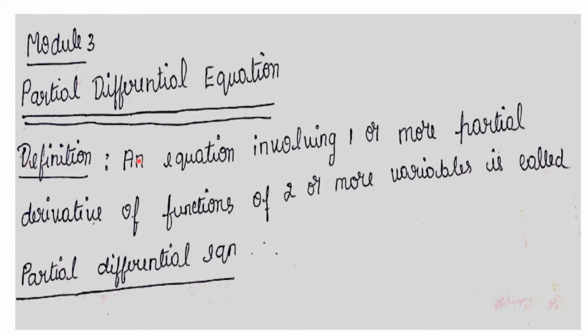An equation involving one or more partial derivatives of a function of two or more variables is called a partial differential equation. I'll repeat the definition once again: an equation involving one or more partial derivatives of functions of two or more variables is called a partial differential equation.